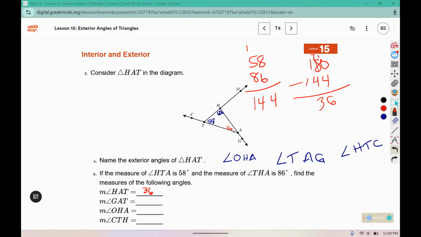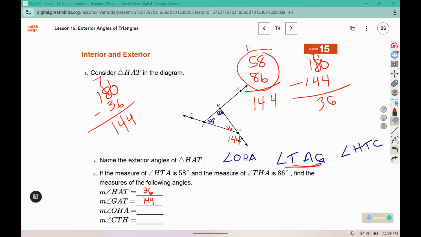GAT, or this one here, TAG we called it. Well, there is a straight line here with a 36-degree angle. So if we did 180 minus 36, 10 minus 6 is 4, 7 minus 3 is 4, 1 minus 0 is 1. So this one out here is 144 degrees, which, if you notice, is 58 plus 86. So these two blue angles add up to this exterior angle here.